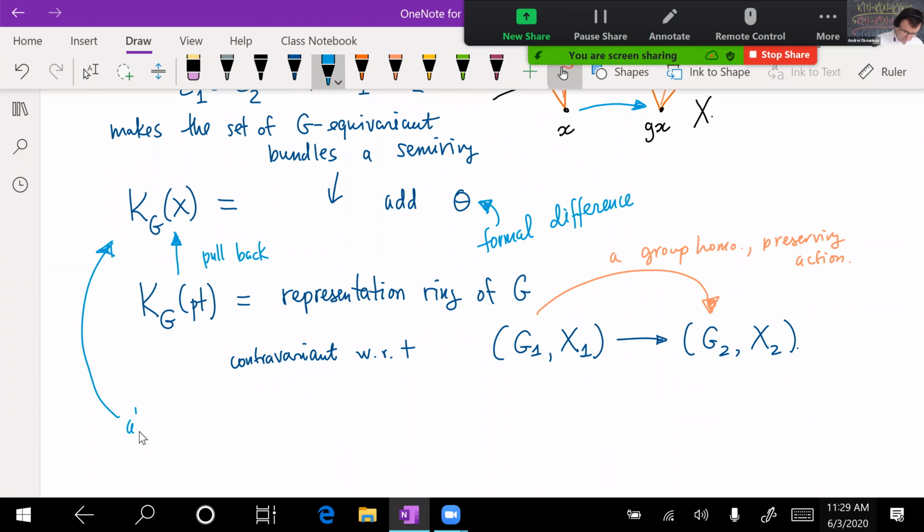It's an algebra over this kind of base ring, the K-theory of a point, which is what? In general, this is the representation ring. So these are the integer-valued conjugation-invariant functions on G, right? But we're mostly interested in abelian groups.